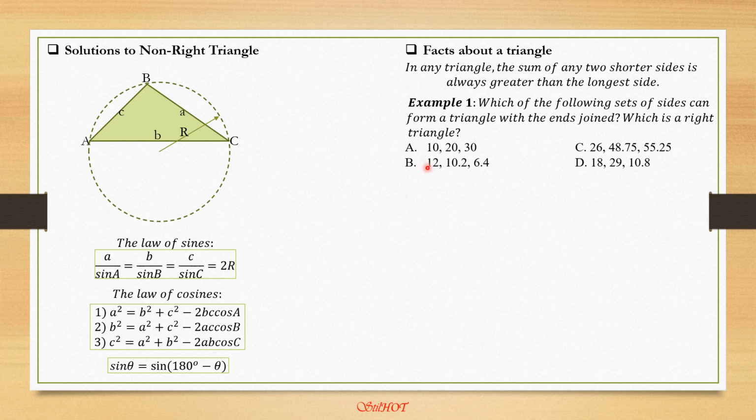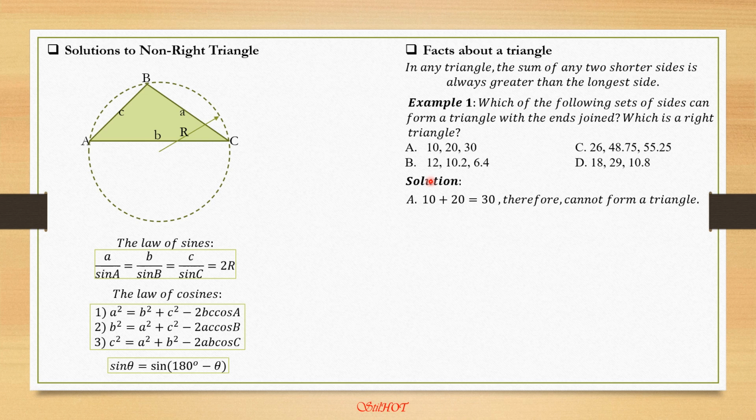So for part A, these are the two shorter sides, 10 and 20. And 10 plus 20 is 30, exactly equal to 30. So therefore, it cannot form a triangle.